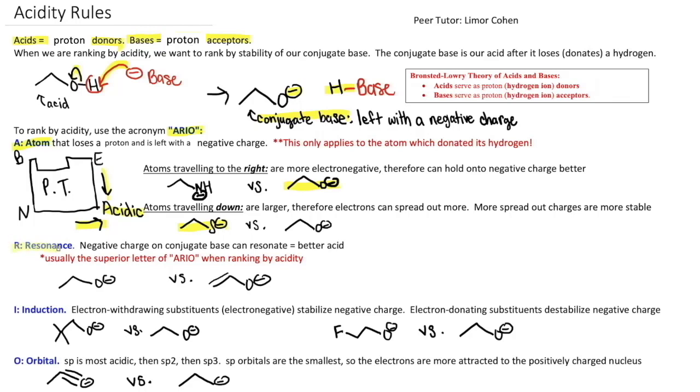R stands for resonance. When electrons can resonate, this is a delocalization of charge because electrons are moving around and delocalizing that charge, making it less concentrated and therefore more stable. So if we were to compare these two molecules, this molecule cannot resonate because the negative charge is not next to any pi electrons that could resonate. On the other hand, this molecule right here can resonate. And I'll show you what that resonance looks like.